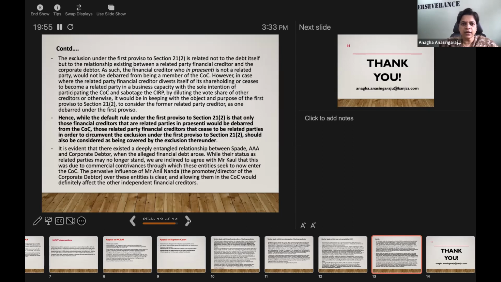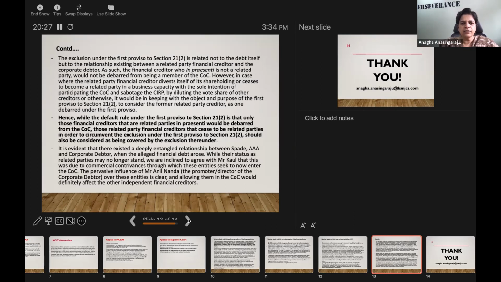As such, the financial creditor who in presentee is not a related party would not be debarred from being a member of the COC. However, in case where the related party financial creditor divests itself of its shareholding or ceases to become a related party in business capacity with the sole intention of participating in the COC and sabotaging this CRP by diluting the vote share of other creditors or otherwise, it would be in keeping with the object and purpose of the first proviso to 21(2) to consider the former related party creditor as one debarred under the first proviso.